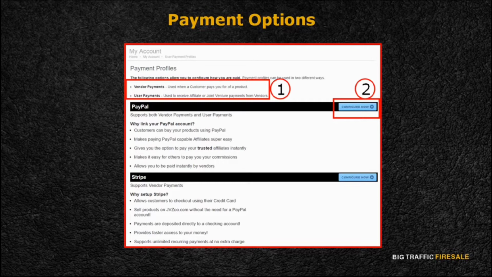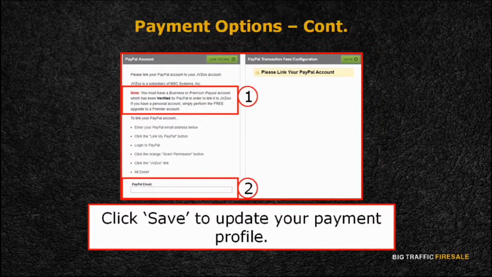If you're inclined towards PayPal, then simply click the option indicated. Clicking Configure Now will direct you to the next page. Simply follow the instructions to link PayPal to your JVZoo account. You'll need to have a premium or a business PayPal account verified by PayPal in order to link it to JVZoo first. To do so, you'll need to provide your PayPal email account and follow the instructions given by jvzoo.com. Click Save to update your payment profile.